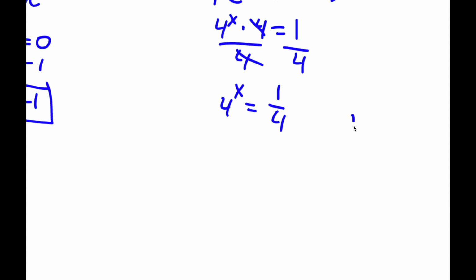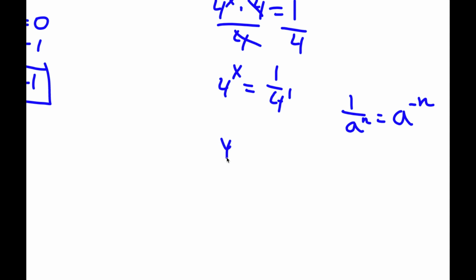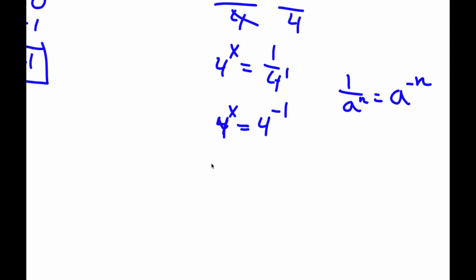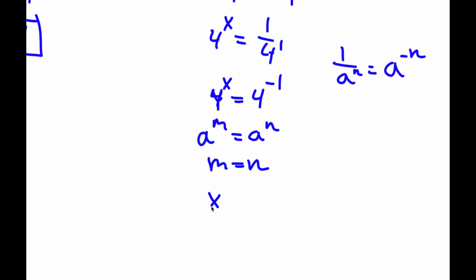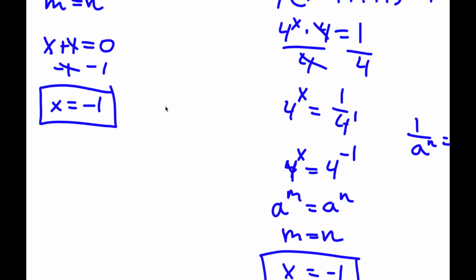Now, if I have something in the form 1 over a to the power of n, this is the same thing as a to the power of negative n. So in this case, I have 1 over 4 to the power of 1. And now this is going to equal 4 to the power of negative 1. So I have 4 to the power of x is equal to 4 to the power of negative 1. And if I have something in the form a to the power of m is equal to a to the power of n, then m is equal to n. So in this case, x is equal to negative 1. So this is another method of solving this problem.